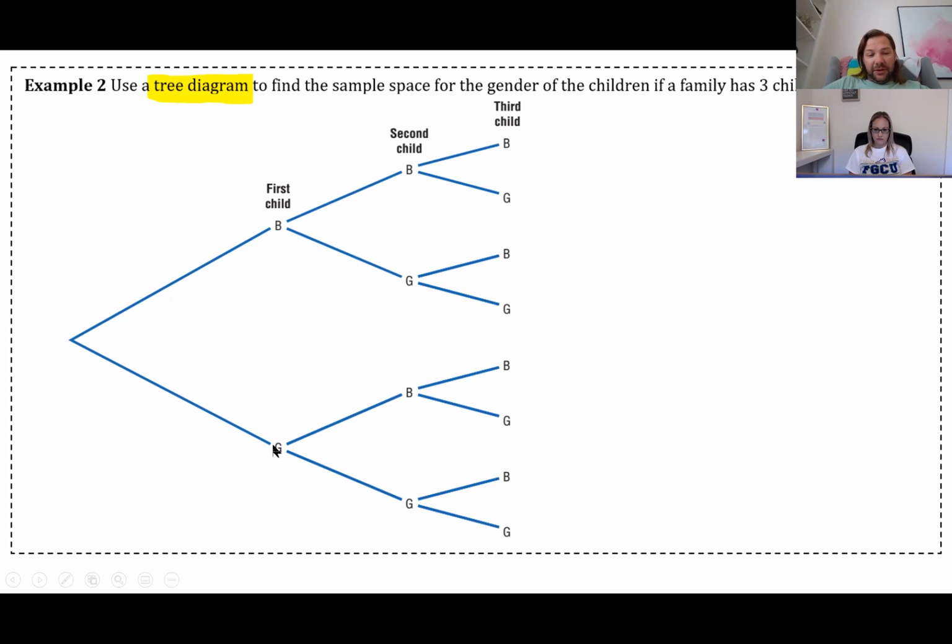If you follow this tree, you could have girl, girl, girl; girl, girl, boy; girl, boy, girl; or girl, boy, boy. Or if your first child is a boy, then you go boy, girl, girl; boy, girl, boy; boy, boy, girl; and boy, boy, boy. And so this tree is actually keeping track of the order of the children, not just how many of each you have.